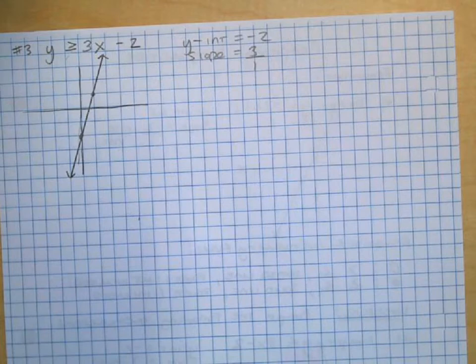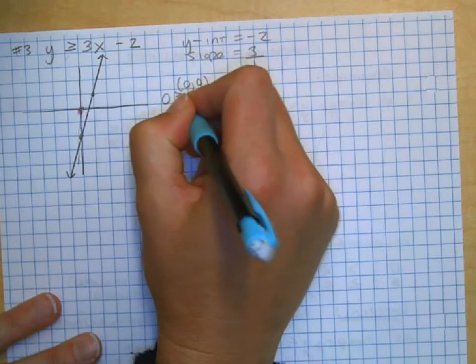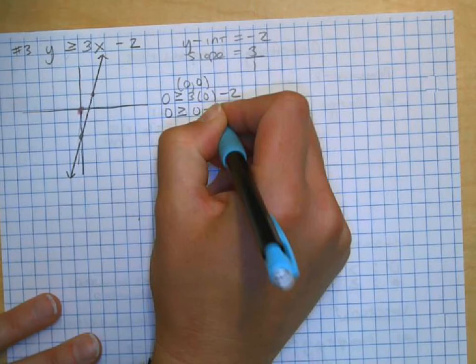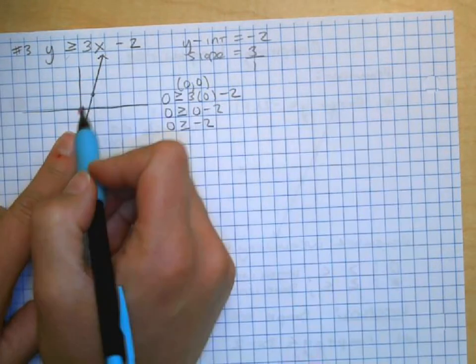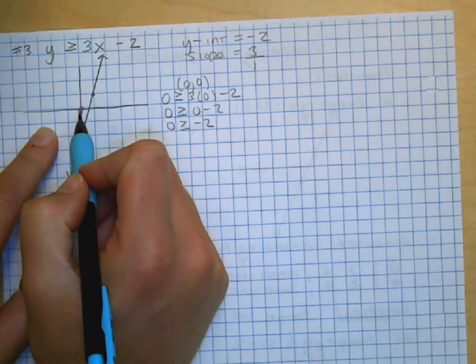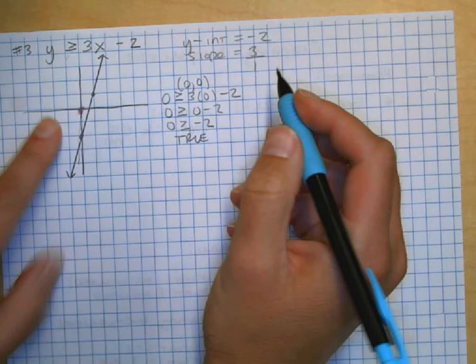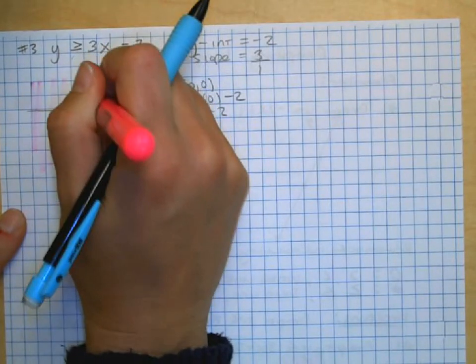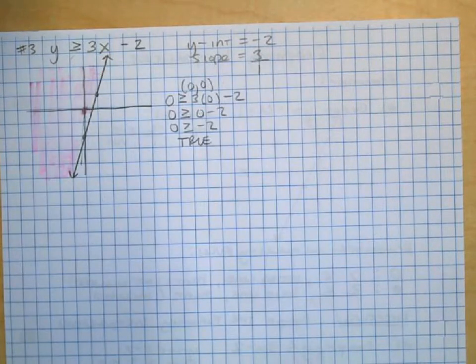I'm going to test the same point. If you guys can always test 0, 0, that's awesome. It's the easiest point to plug in. So we're now going to do 0, 0. So 0 greater than or equal to 3 times 0 minus 2. 0 is greater than or equal to 0 minus 2, and 0 again is greater than or equal to negative 2. If we're thinking on this scale, negative 2 is over here, and 0 is here. So that means 0 is greater. This is now a true statement. So now I get to shade where that point was because it is a true statement.